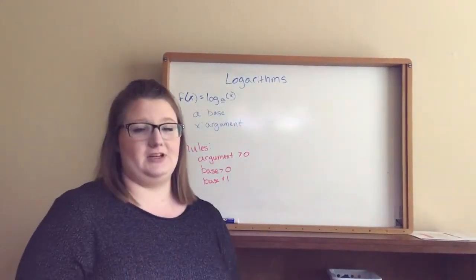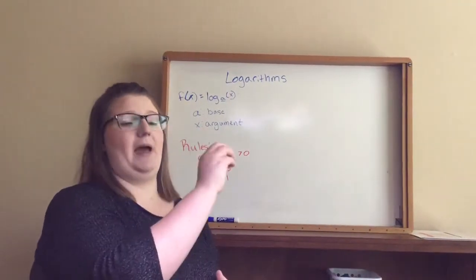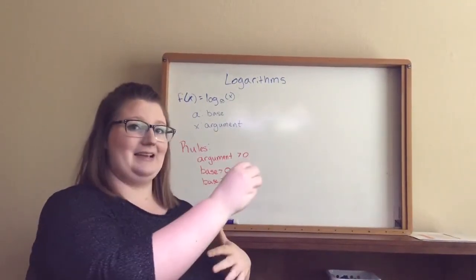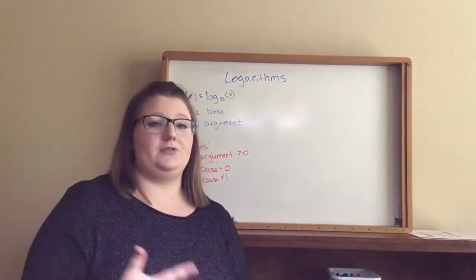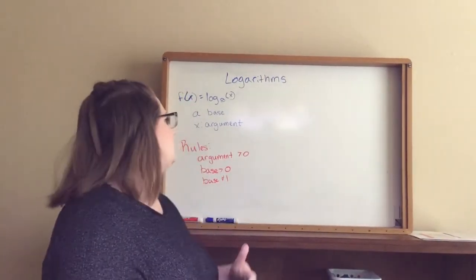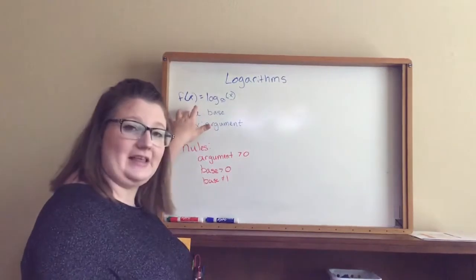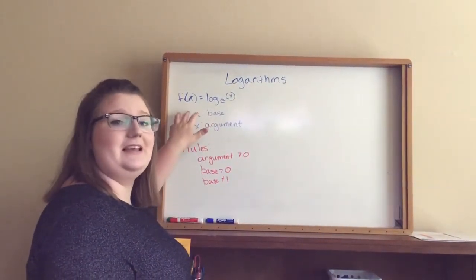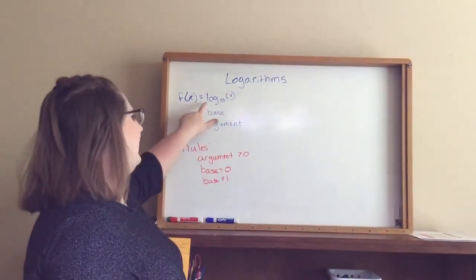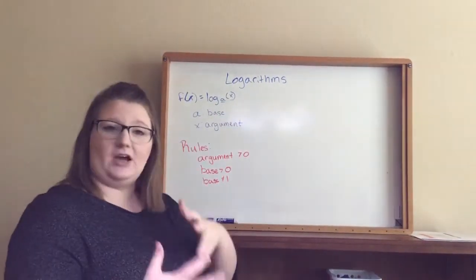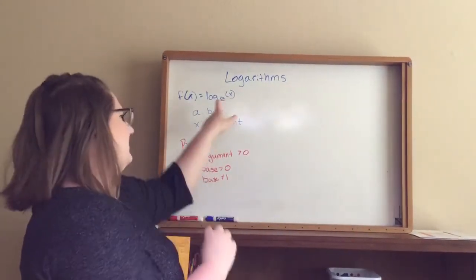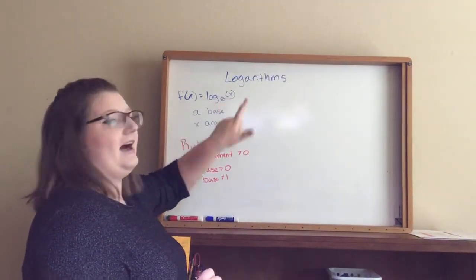So we had our exponential functions where our x was a power, so it was a to the x. Today we're going to look at the opposite of exponential functions, and those are called logarithms. So we have a standard form just like we did for exponential functions, and our standard form is f of x equals log base a of x. And that's how we say that statement, log base a of x.